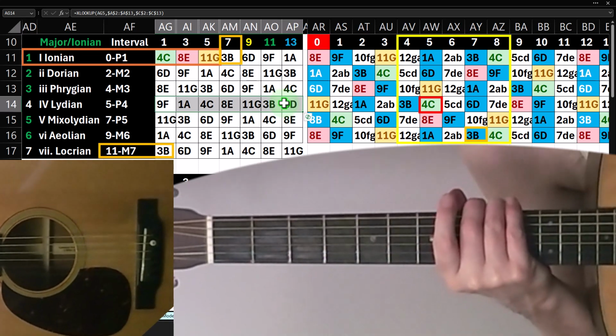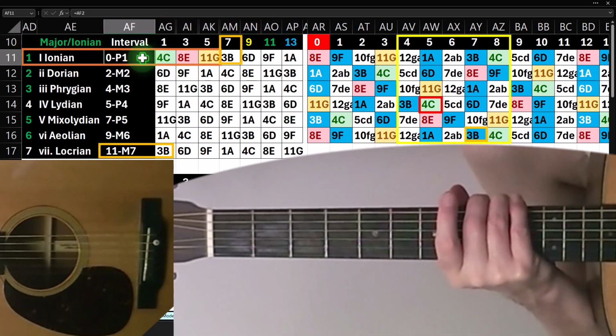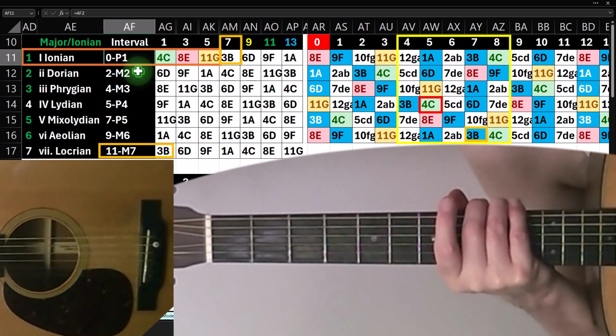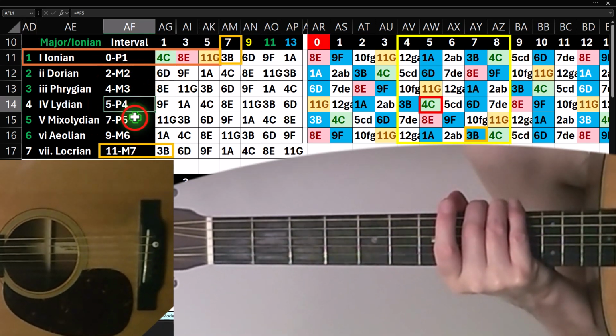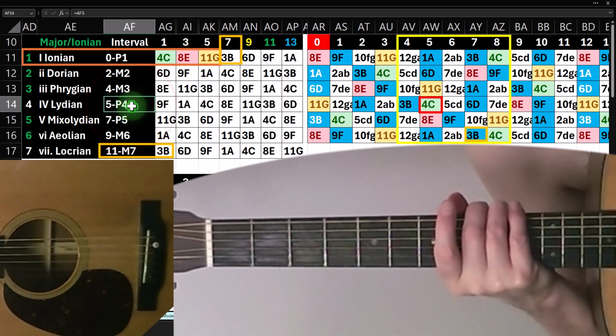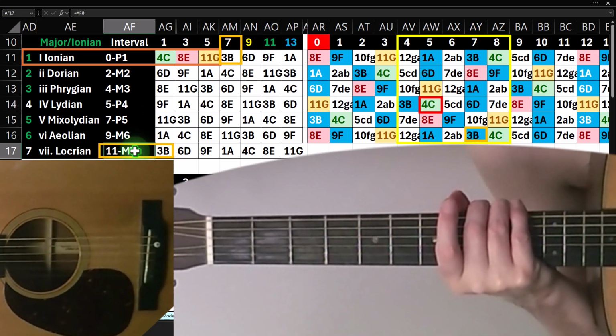All right, so how do we do this? Let's learn the intervals for the major scale and then compare the Lydian to it. So the major scale has a perfect first, a 2-note away major second, a 4-note away major third, a 5-note away perfect fourth, a 7-note away perfect fifth, a 9-note away major sixth, an 11-note away major 7.